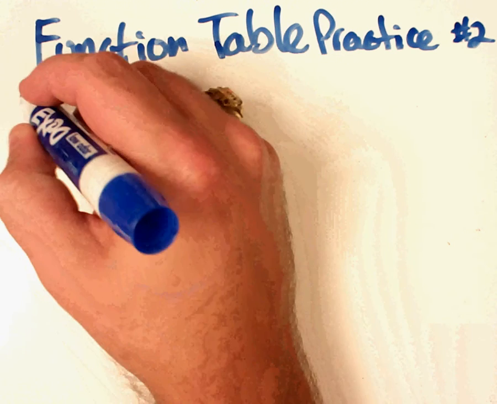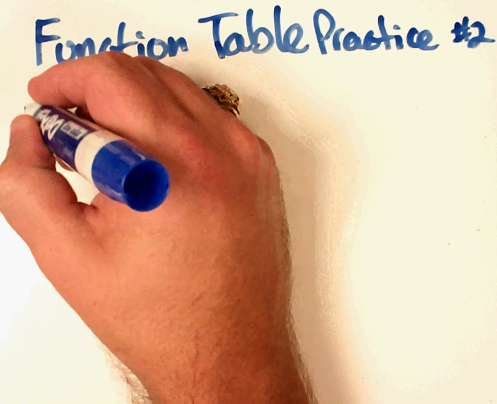This is function table practice number 2. So if you have the companion resource, we are going to start on the front side, and we're just going to do one problem on the front side. We're going to spend the majority of this video focusing on the problems on the back. So we're going to do number 1 on the front side.